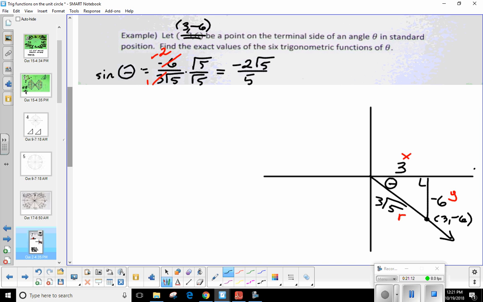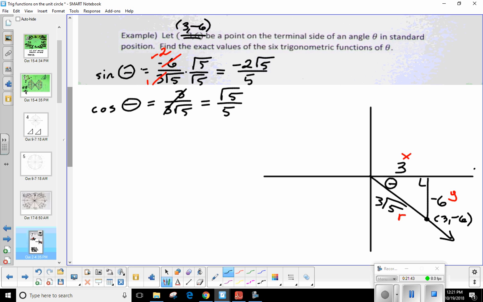Next up, cosine. Okay, so cosine, I remember, was x over r. So I'm going to take the x, 3, over the radius, again, we just found 3 square roots of 5. See, once those 3's cancel, you got 1 over the square root of 5. If you multiply both parts, you do get square root of 5 over 5.